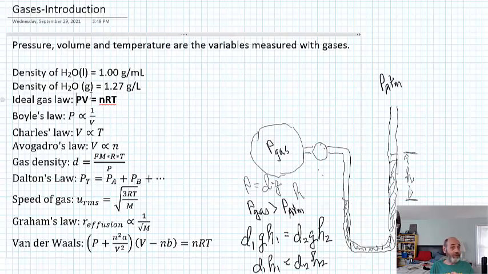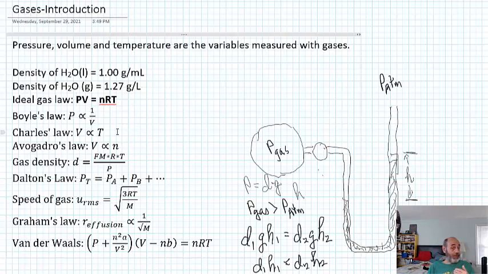We can describe their behavior with a single equation called the ideal gas law, PV equals nRT. But in the old days, people were trying to learn how gases behave. They first realized that pressure is inversely related to volume, and that is what is referred to as Boyle's law, in the equation shown below the equation for the ideal gas.